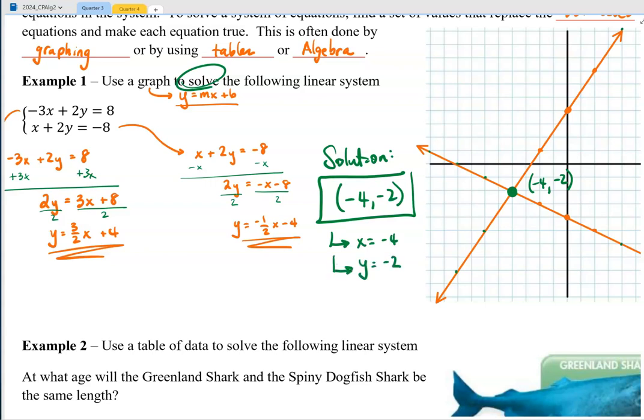If I substitute in a -4 for x here and a -2 for y there, then the answer should come out to be 8 after I simplify. And if I substitute in a -4 here and a -2 there, then the answer to that equation should come out to be -8. I would encourage you to pause the video now and perform those checks on your own, and you can resume playback in a moment to follow up with me.